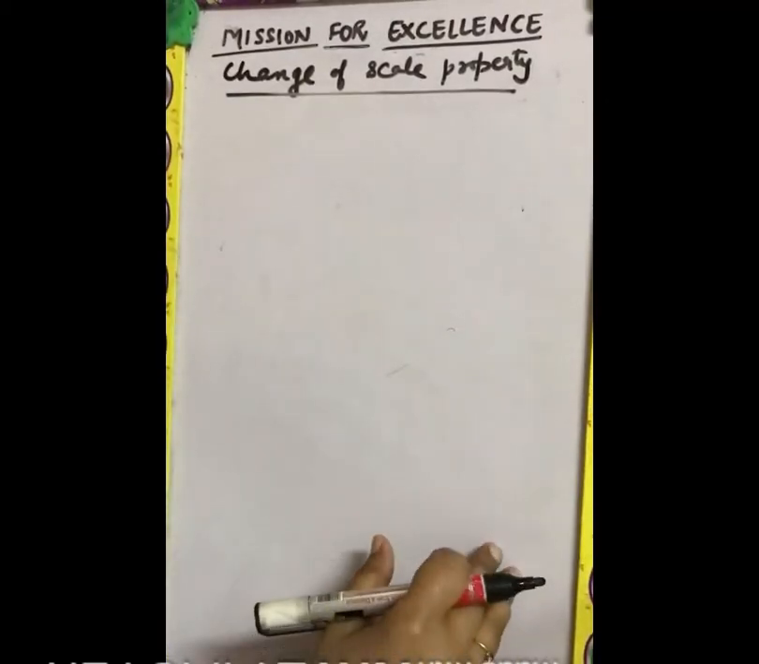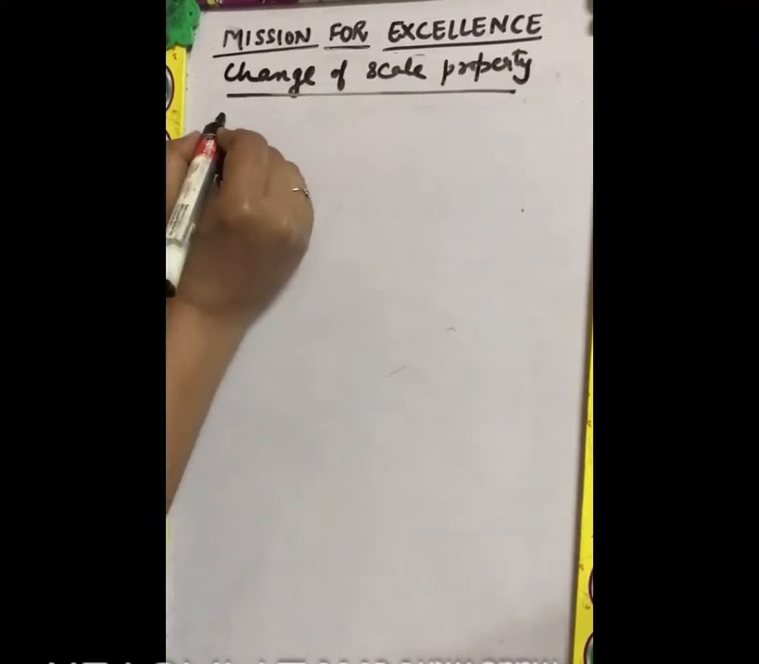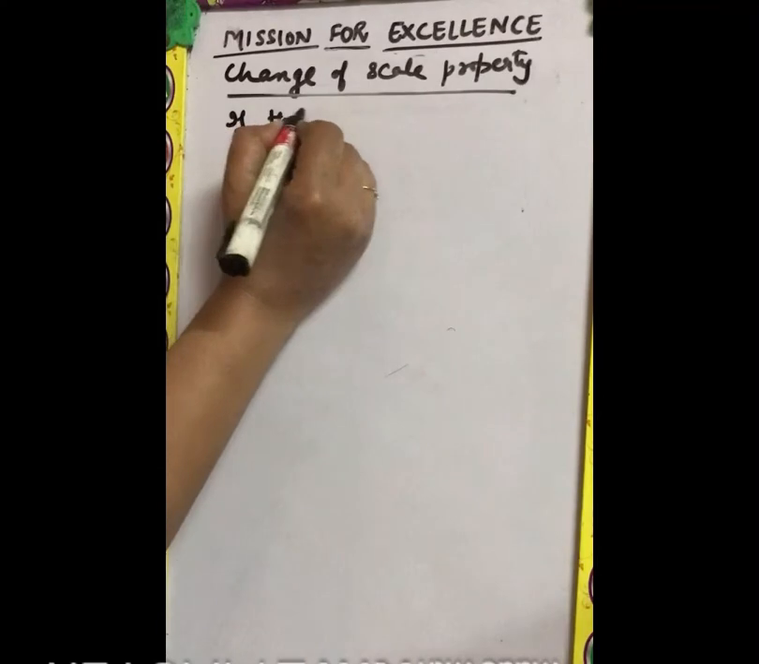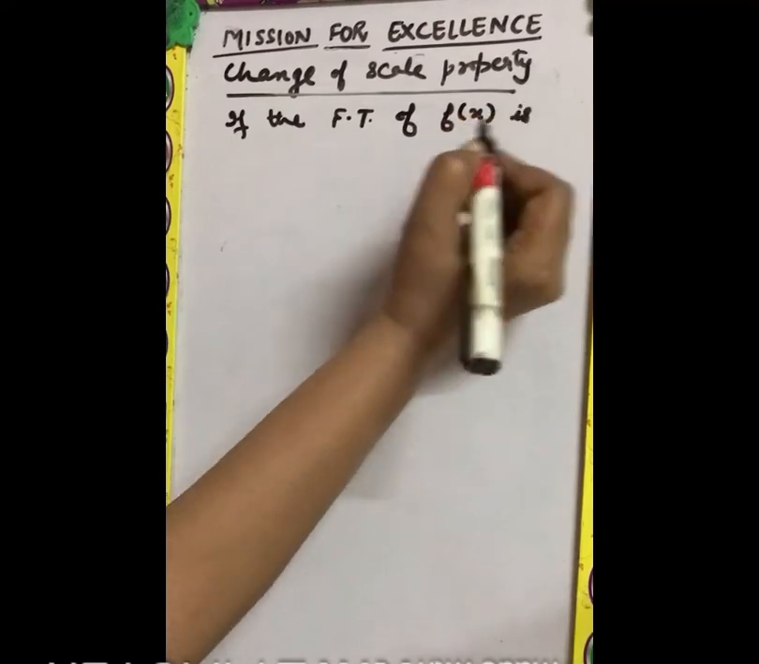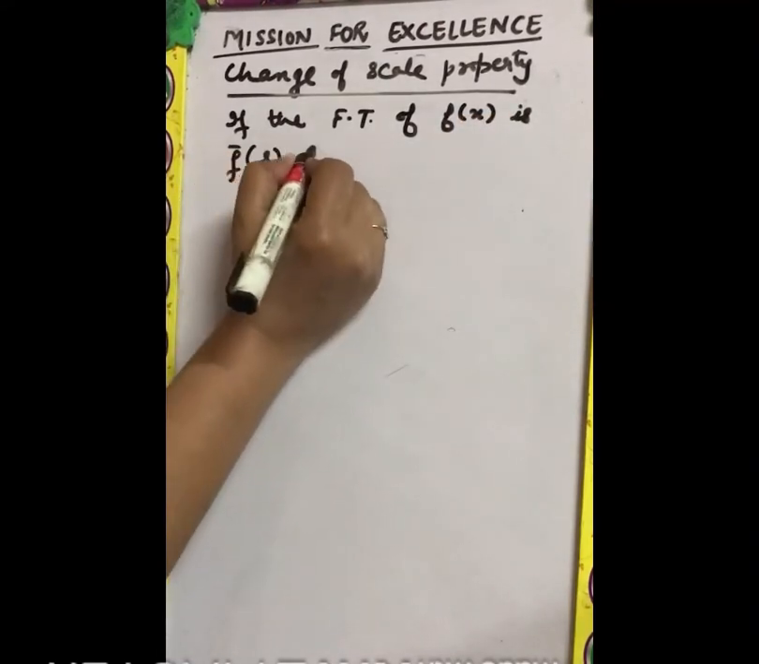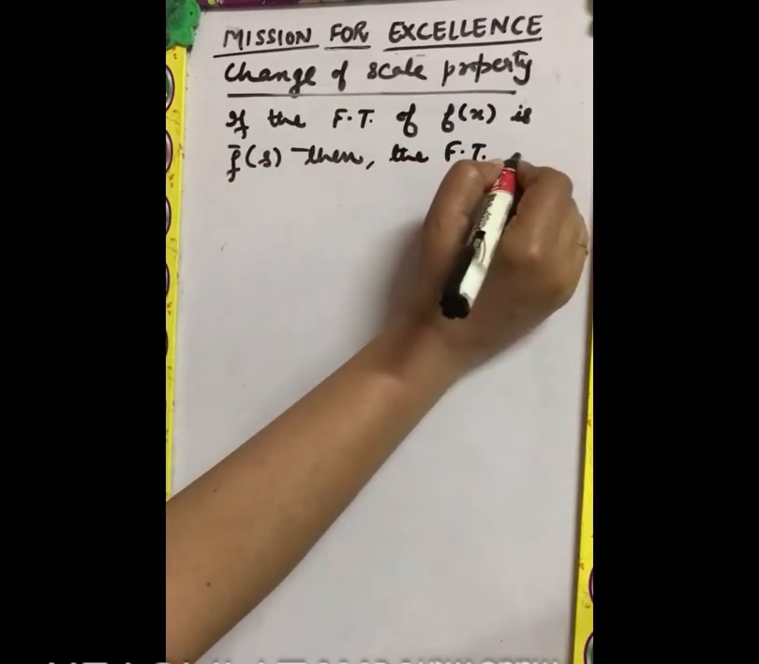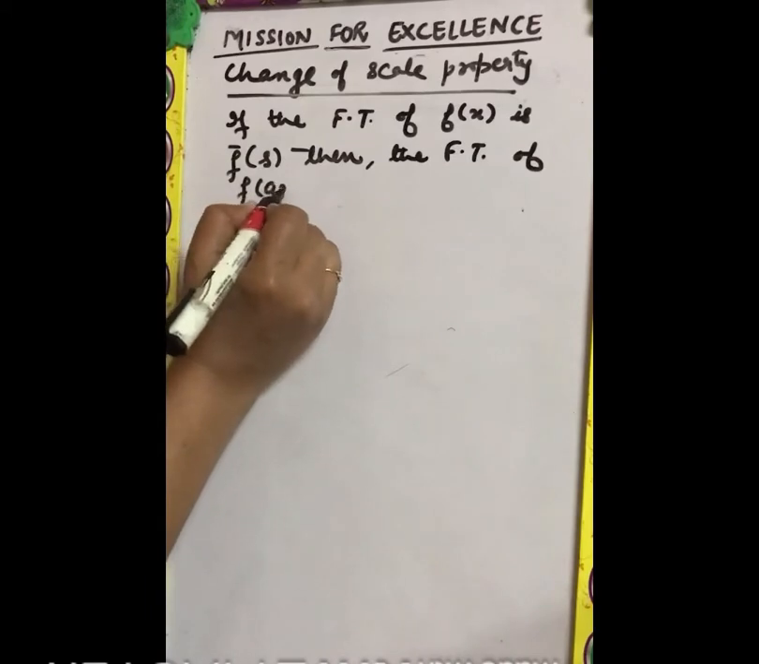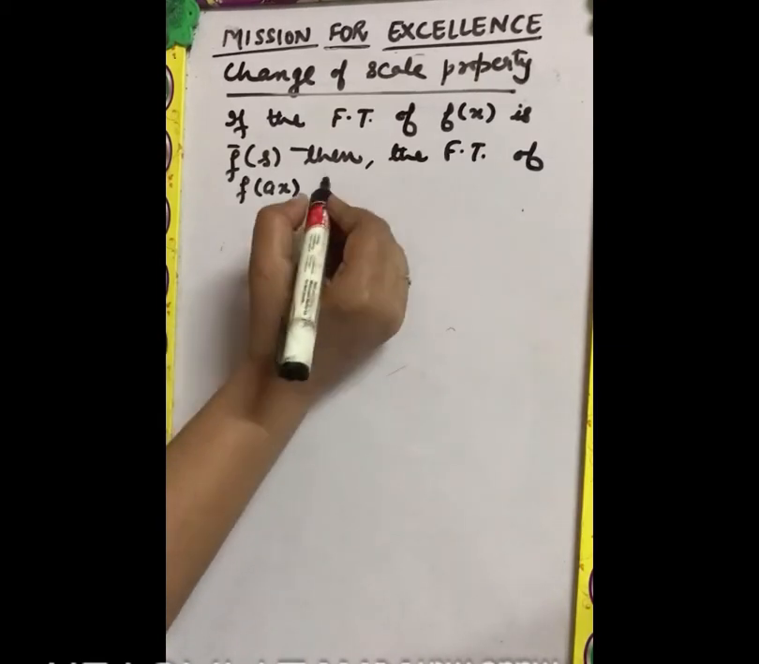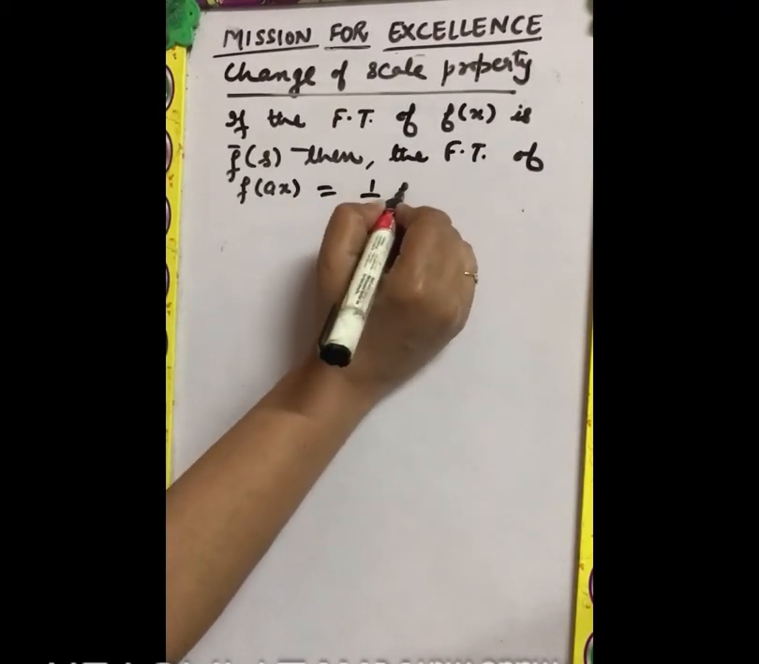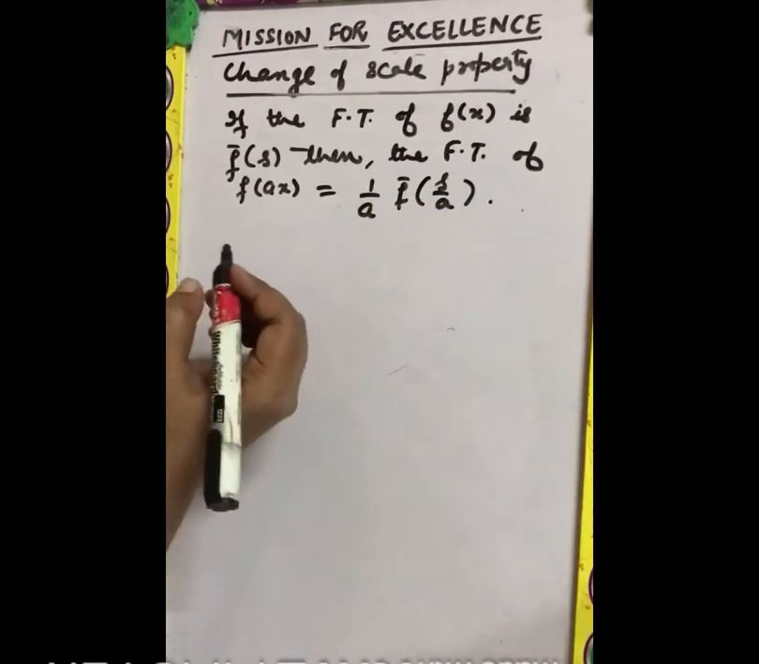Now let us do another property that is known as the change of scale property. This property states that if the Fourier transform of f(x) is denoted as f bar(s), then the Fourier transform of f(ax), when x is multiplied by a, will be 1 by a times f bar(s by a). This is the change of scale property. So let us prove that.